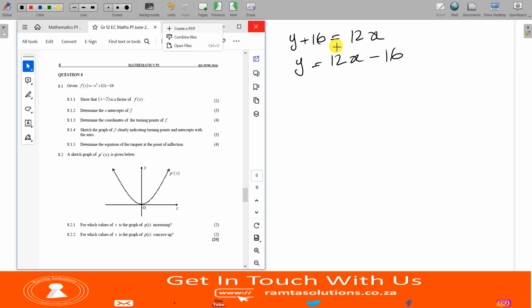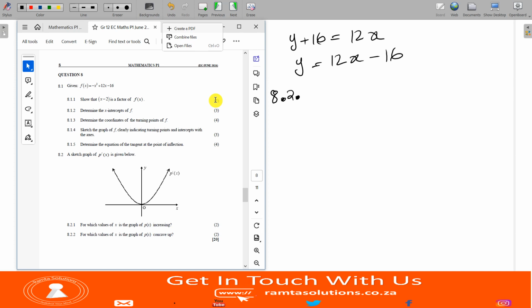Happy? Perfect. Now, 8.2, it's one of the most interesting questions. The graph of p prime of x is given below. As you can see, this is a quadratic, what you call a parabola, and it's a smiling one. If it's a smiling parabola, you expect your first derivative to be a smiling parabola, and that means your cubic must end with a smiling face. That means a is positive.